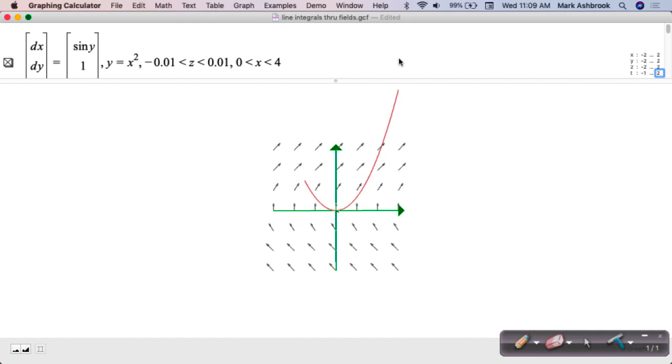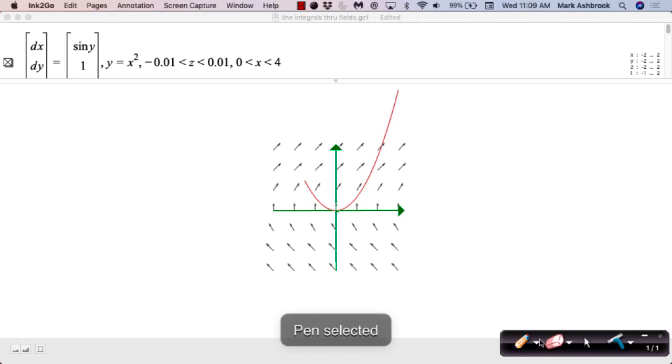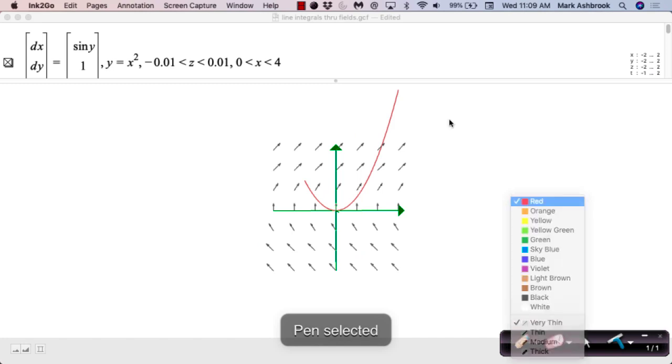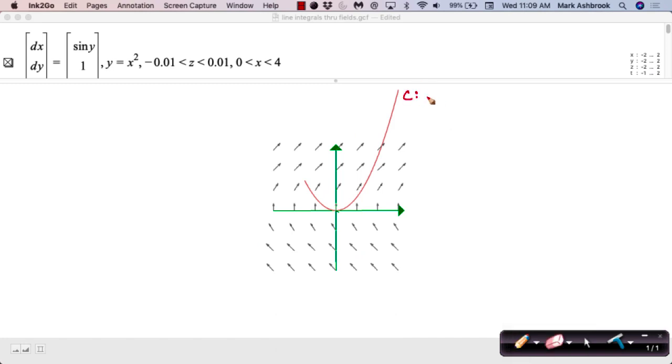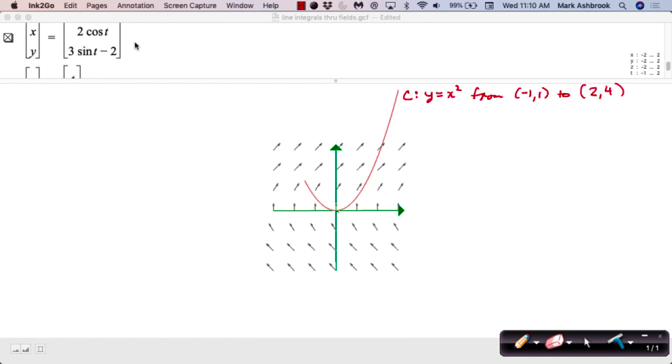Okay, so here is the path y equals x squared. Oh, I might as well do red here for the path. So C is according to y equals x squared from -1, 1 to 2, 4. And then my vector field is 2 cosine t, 3 sine t minus 2.